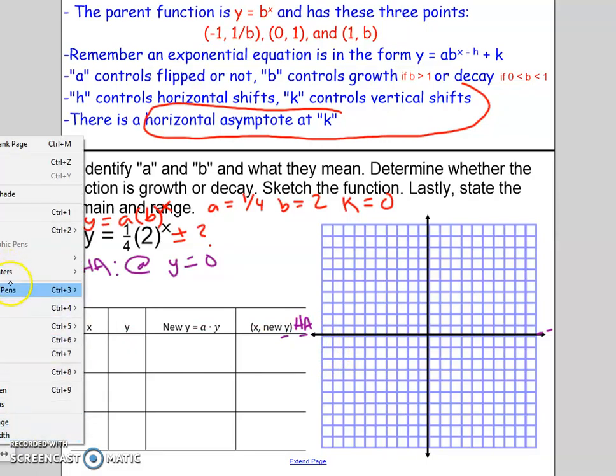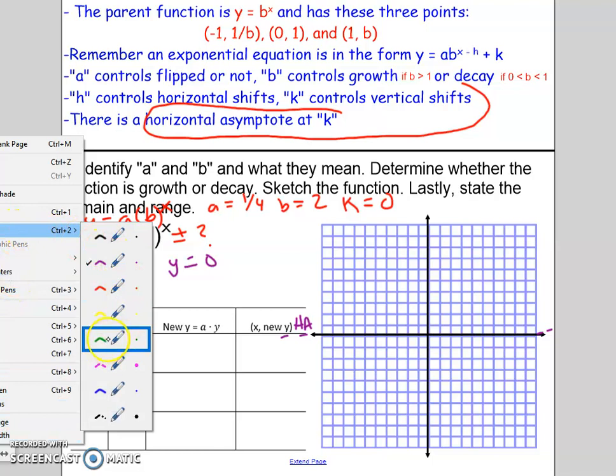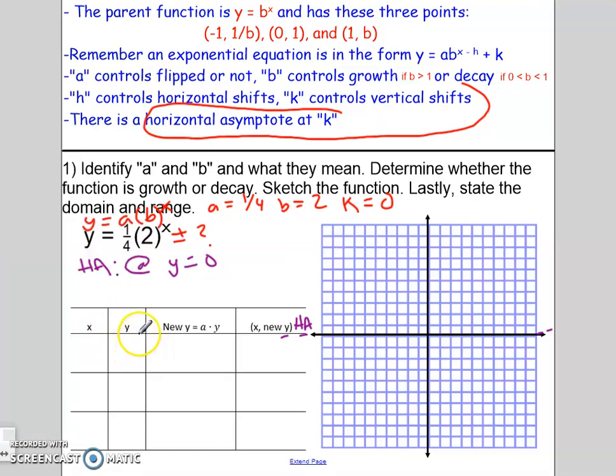So now to graph, we're going to create a table. To create our table, we're going to start with the y equals b to the x formatting so that we can start with these 3 coordinates. All right, so that means x is -1, 0, and 1. When x is -1, according to above, it says y should be 1 over b. So in this case, that would be 1 over 2. When x is 0, y is supposed to be 1. And when x is 1, y is supposed to be b. So in this case, y is going to be 2.